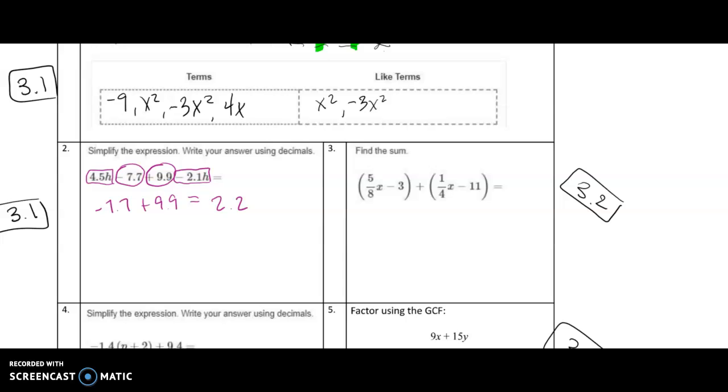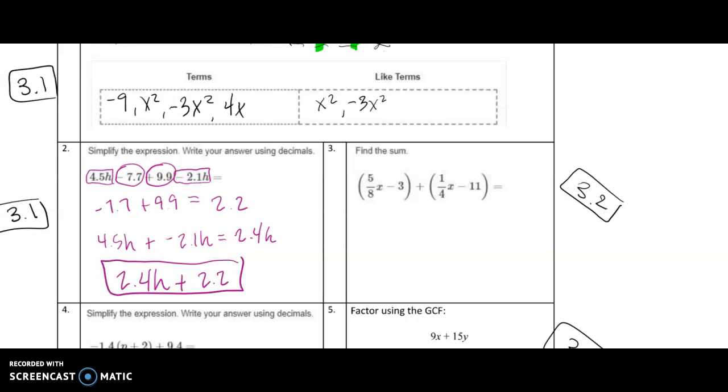For our boxes, we have 4.5h plus a negative 2.1h. These are also different signs, so we subtract 4.5 minus 2.1, and we get 2.4h. So our answer is 2.4h plus 2.2. That whole thing is our answer.